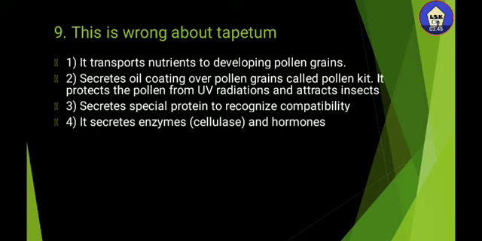So what is the right answer? Right answer means the wrong statement about tapetum. It transports nutrients to developing pollen grains. That is 100% correct, because tapetum is nutritive in function, so that is true.